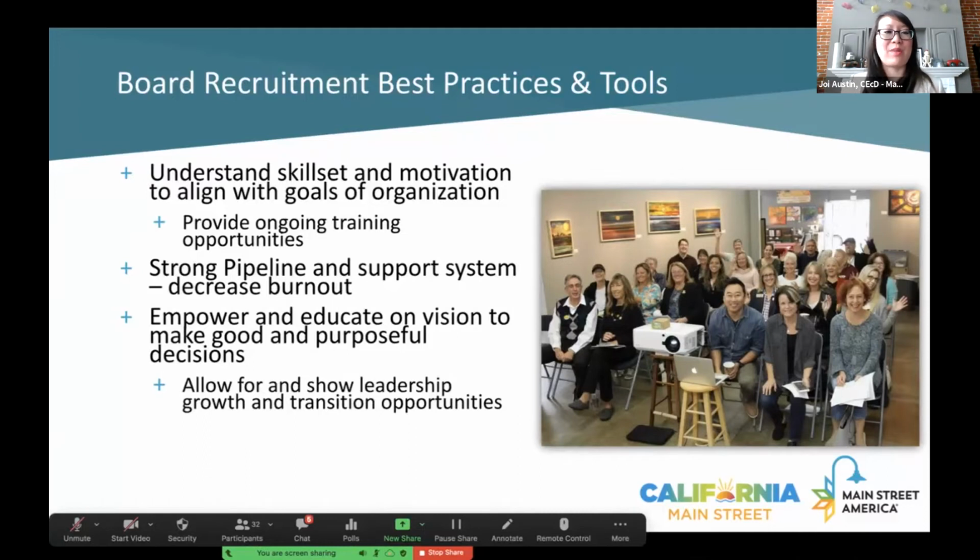Learn to really engage that pipeline from volunteers on up. And then empower them and educate them on your vision to make good and purposeful decisions, and allow them to transition into different spaces. So allow for some movement in the board, allow for somebody to train somebody else, and make that the culture of it. That way it's just natural when you're a part of the Main Street organization: I'm going to be volunteering, and if I'm really interested, I'm going to help this chair out, and perhaps someday I will become the chair of a specific work plan. So you're really purposefully developing that strong pipeline and support system.